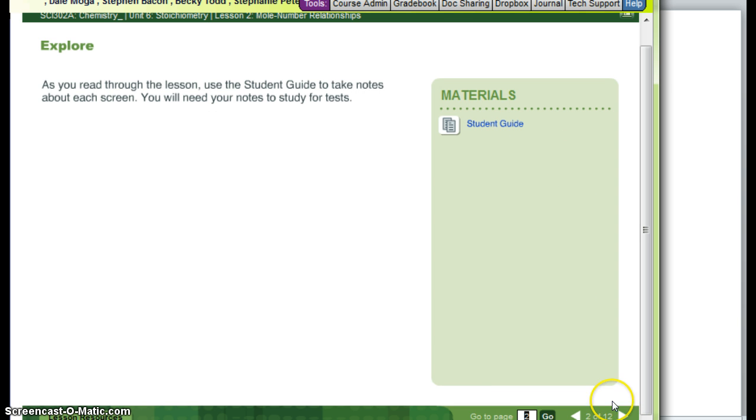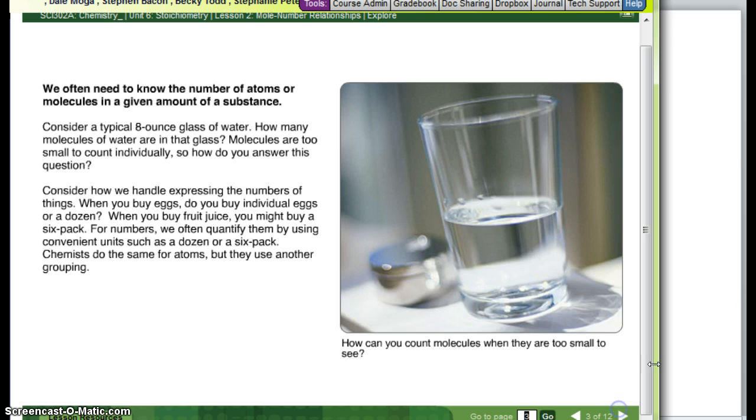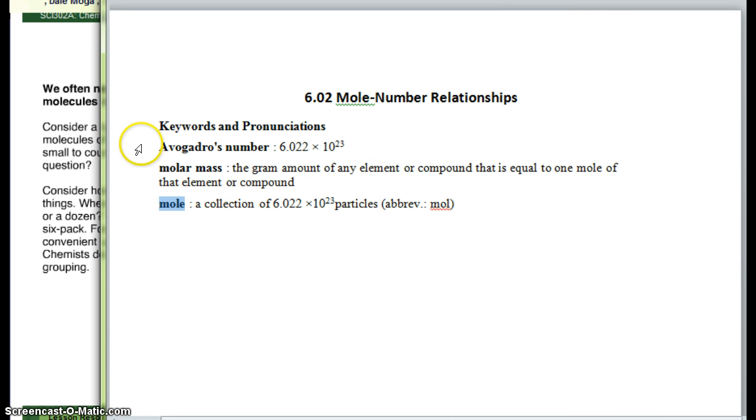I already downloaded the study guide for myself, and I copied down the keywords and pronunciation. Again, Avogadro's number, which is a mole, is 6.022 times 10 to the 23rd. And a mole is that many of anything. So it's 6.022 times 10 to the 23rd of anything.